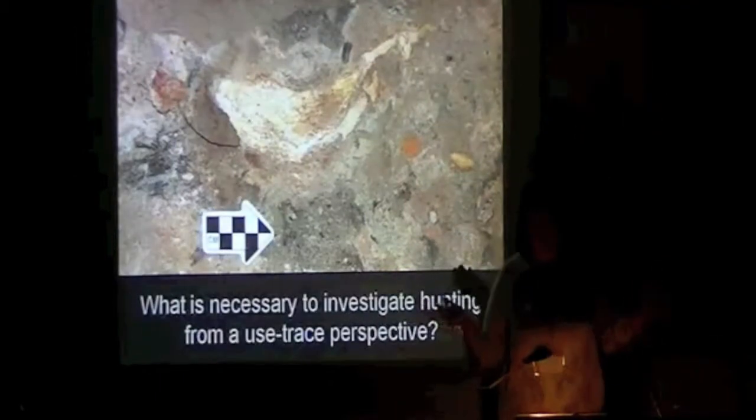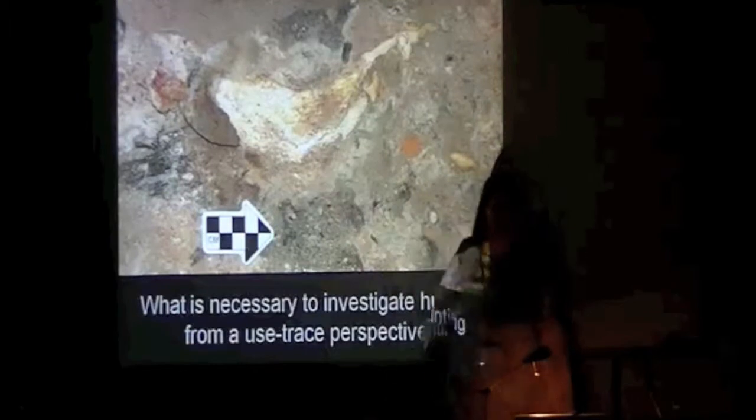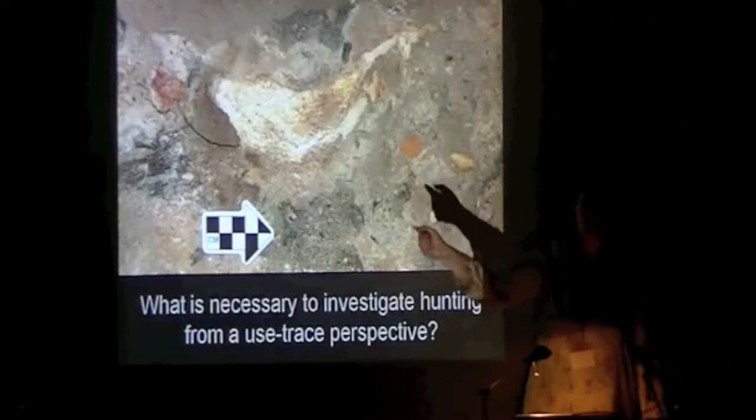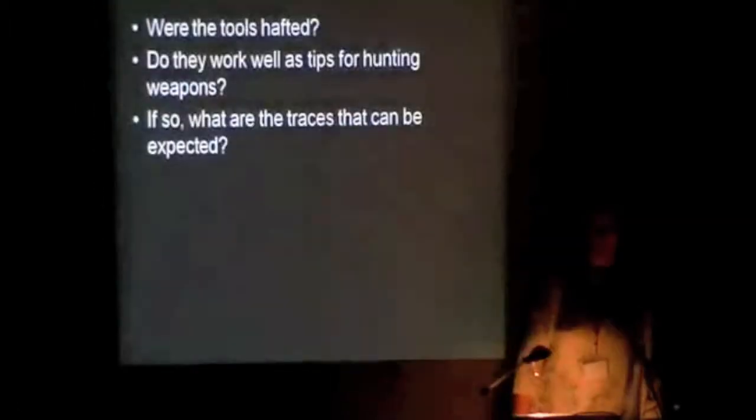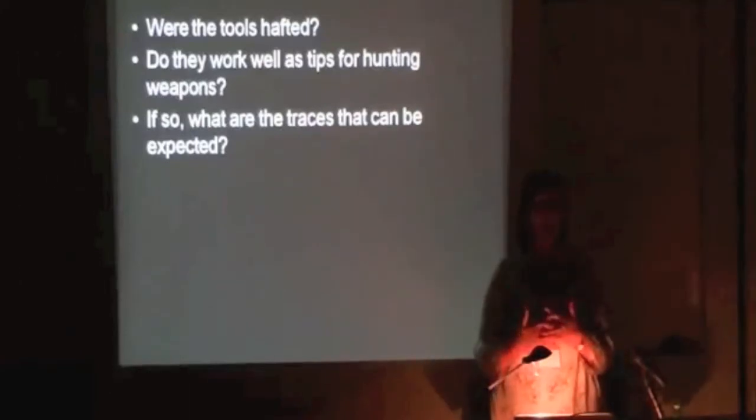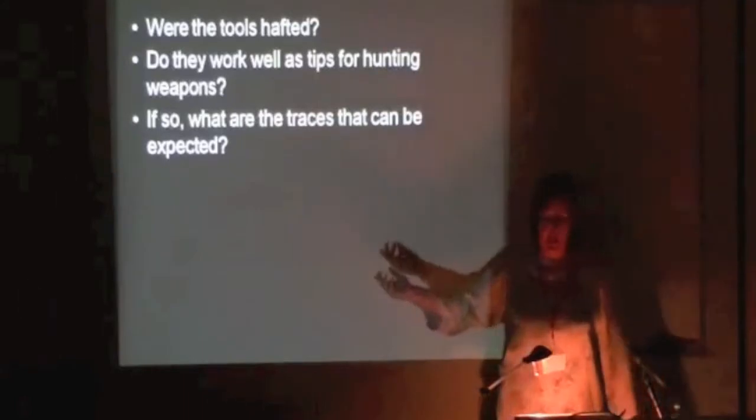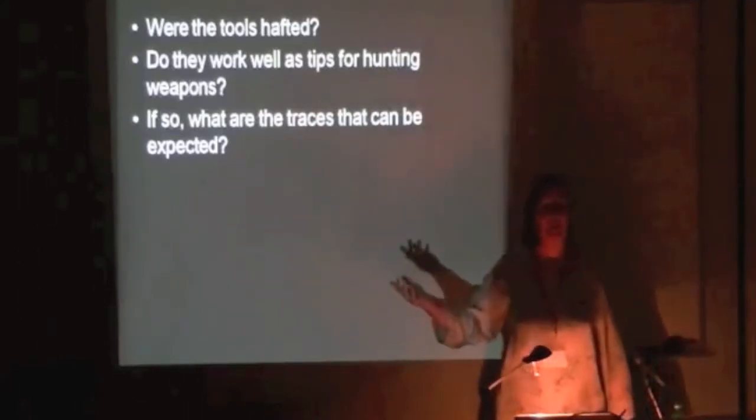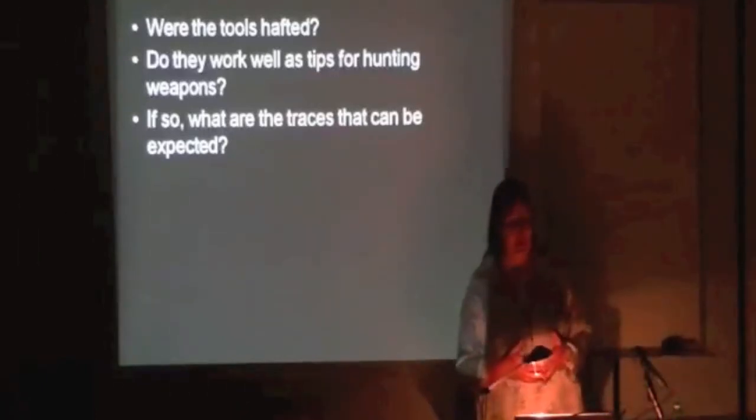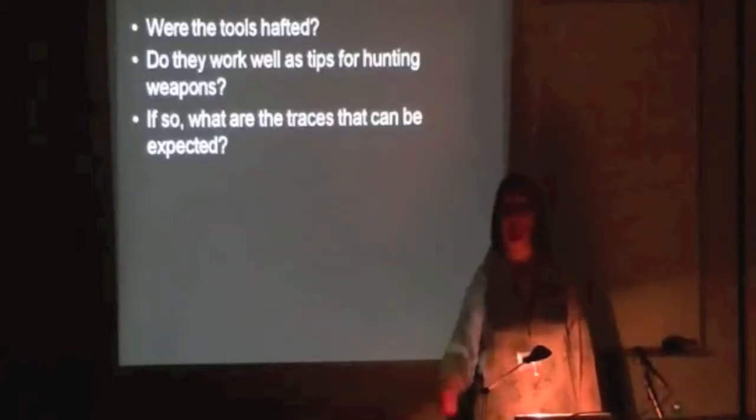So what is necessary to investigate hunting from a use trace perspective if I see that with my own eyes in the site and everybody else reports on starch grains on those tools? Well, first of all, I need to know whether the tools were hafted. With a stick in one hand and a stone in the other, I cannot accomplish that. Then I need to know whether that morphological type works well to tip hunting weapons. And if so, what are the traces that can be expected on them?